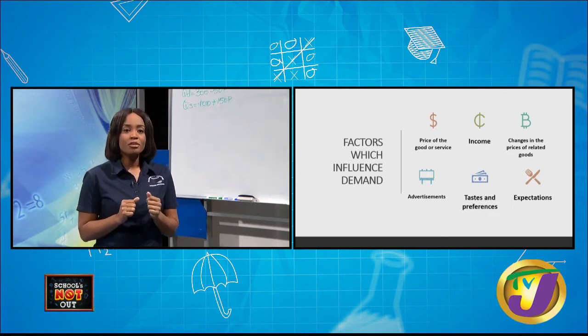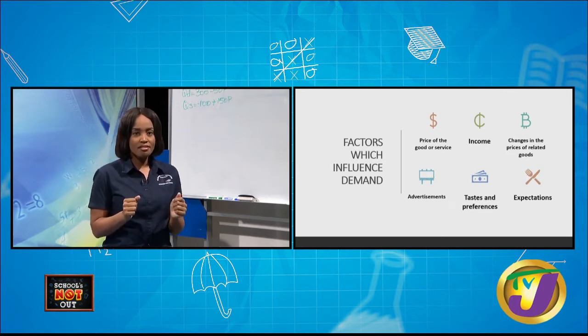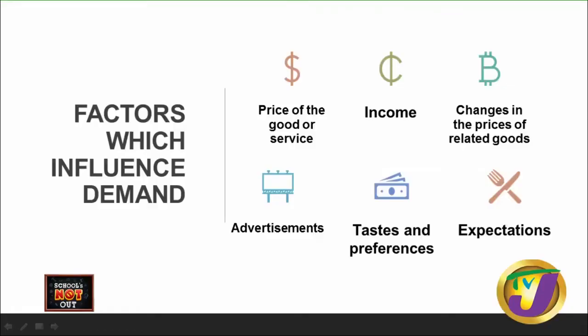So if your lunch money today is $200 and you can purchase one patty, and that one patty costs $200, if your lunch money increases the next day to $400, how many patties can you purchase? 2. So income plays a role in determining how much of a good or service you demand.